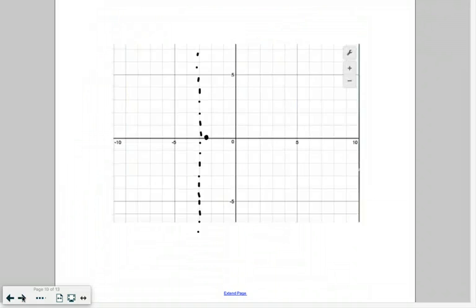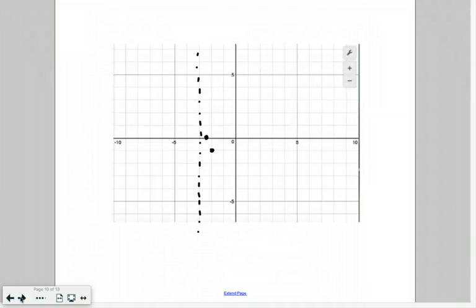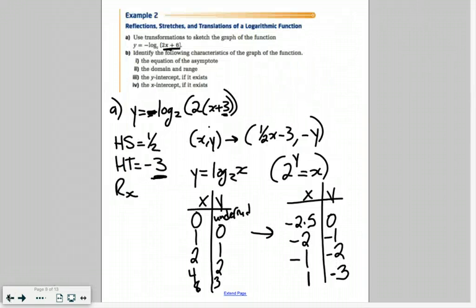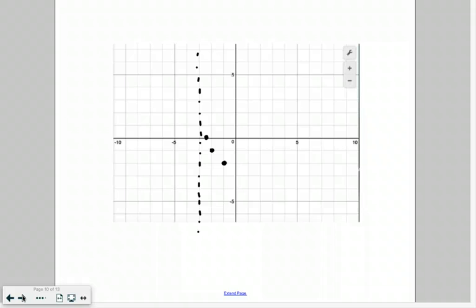Negative 2, negative 1. Negative 1, negative 2. And 1, negative 3. So again, because of that reflection, our logarithmic function actually goes up this way and then comes down like this, right? Because we've had that reflection across the y-axis.